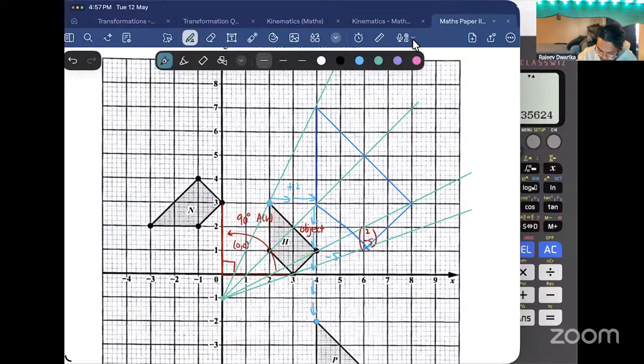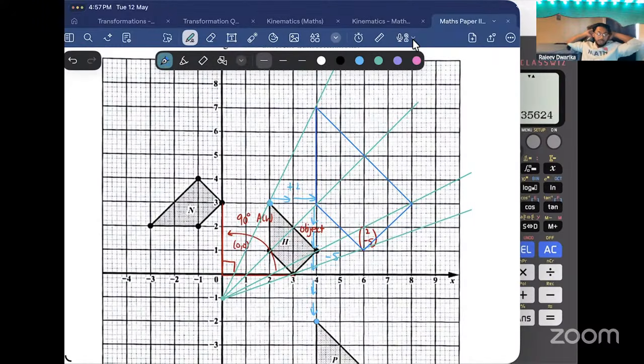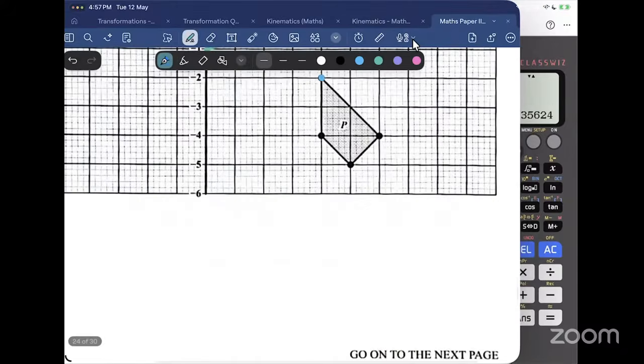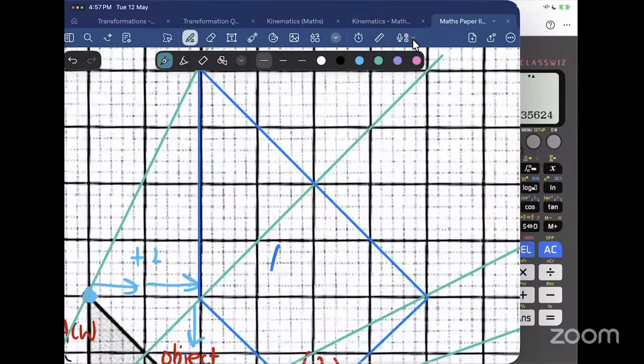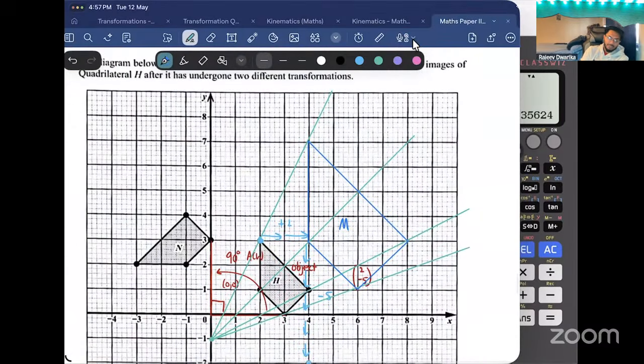And from here I could connect here to here. Let me know if you're okay with that. Yes, sir. I'll get through with this question. You have to draw the real lines. And they did give us a name. Label this image M. I call it M. So in any enlargement question, if they give you the center of enlargement, you need to draw your real lines and connect accordingly.